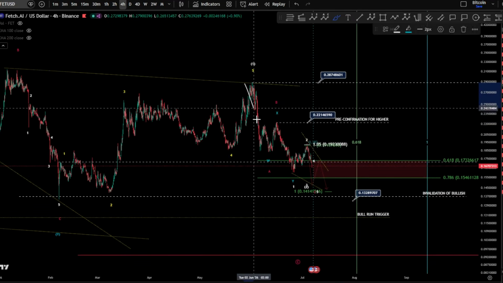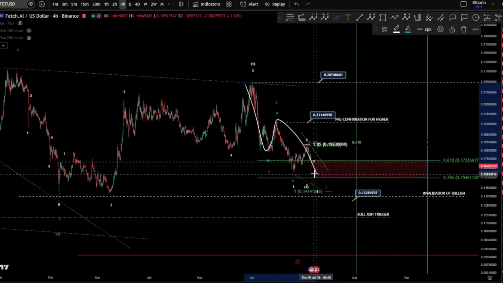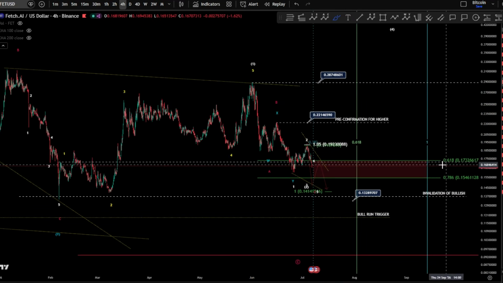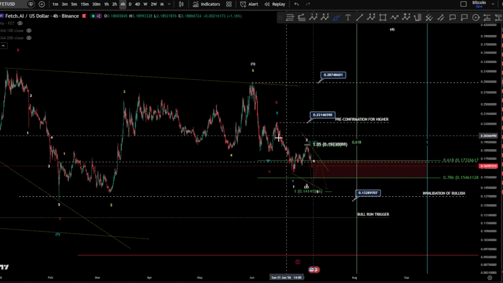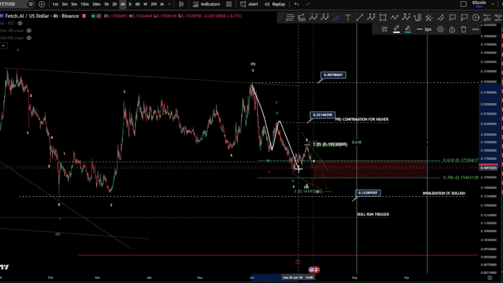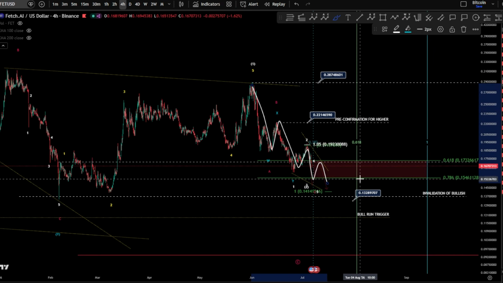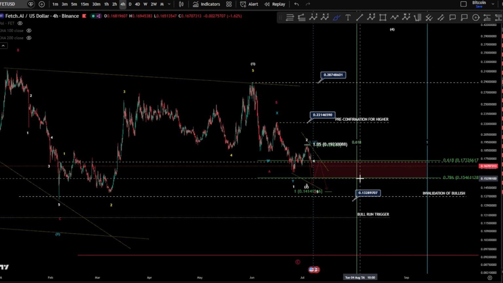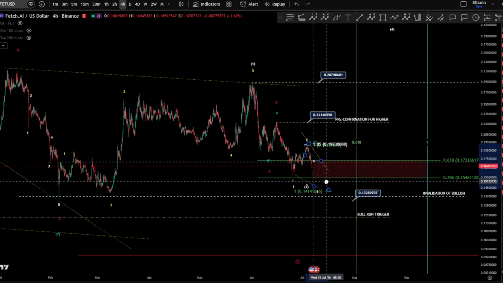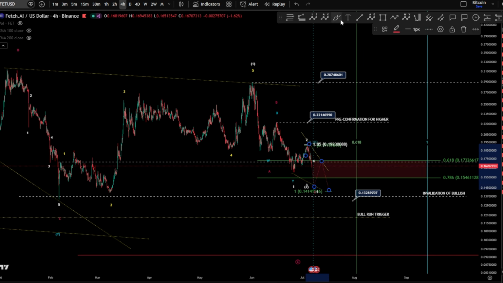This wave 1 is also unfolding after it a very sharp, deep zigzag, as you can see as well. In this case, it's an A, B, and a C unfolding. And again, the ending diagonal appears one more time in FET. The same as for all the altcoins, guys. So the bear market as well is ending up.